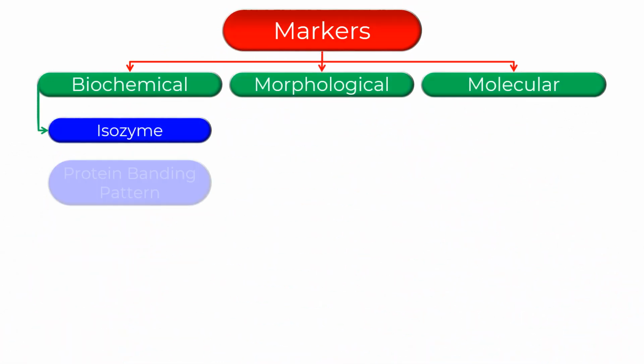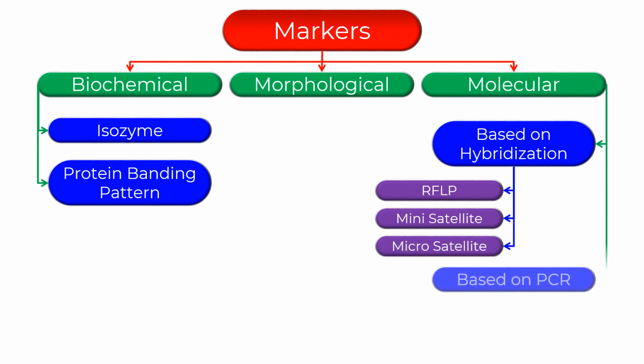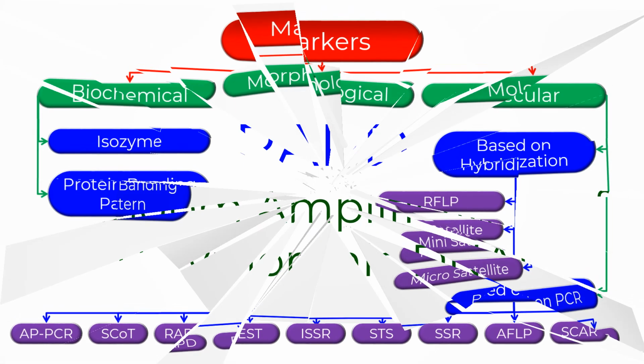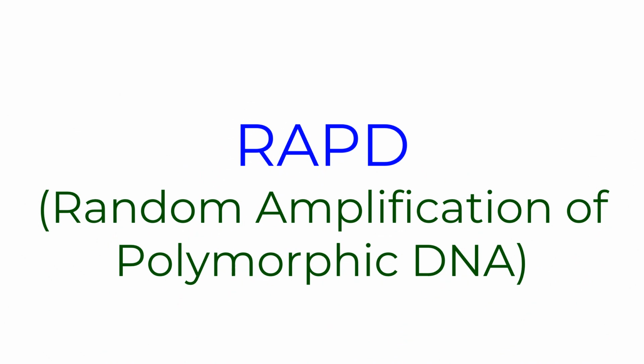Markers. Markers are of three types: biochemical markers, morphological markers, and molecular markers. Biochemical markers are of two types: isozymes and protein binding pattern. And molecular markers are either based on hybridization or on PCR, or polymerase chain reaction. Examples of molecular markers based on hybridization are RFLP or restriction fragment length polymorphism, minisatellites and microsatellites. RAPD or random amplification of polymorphic DNA.